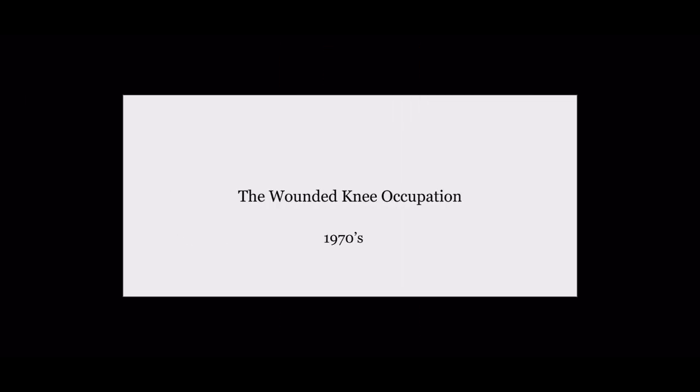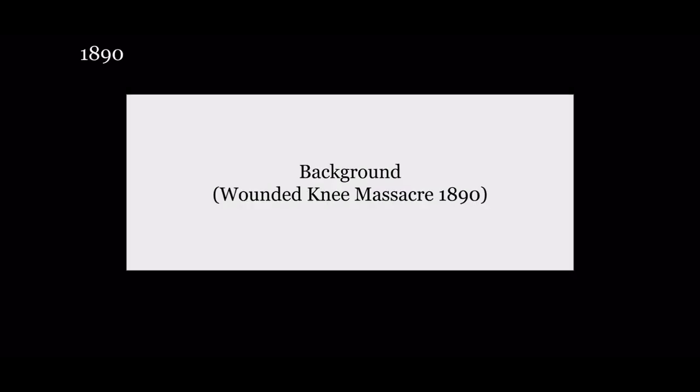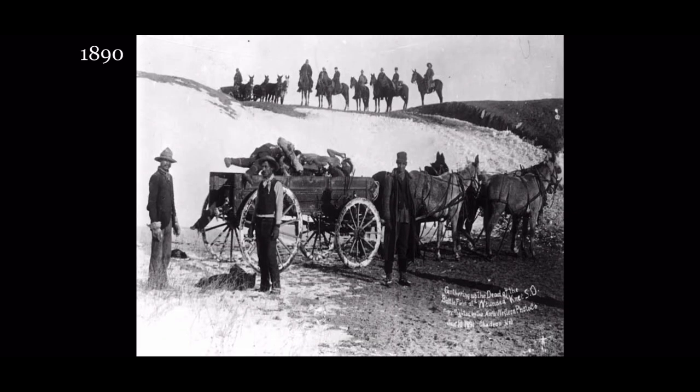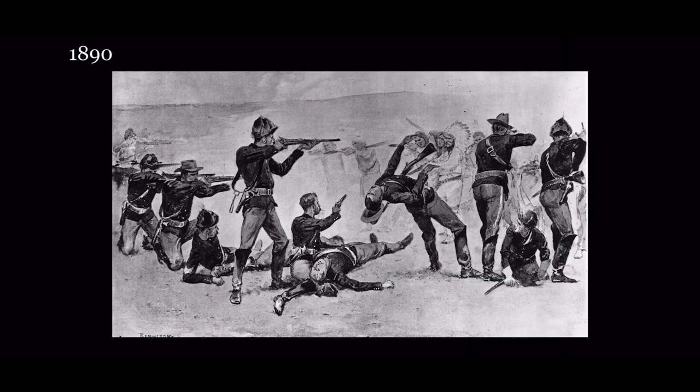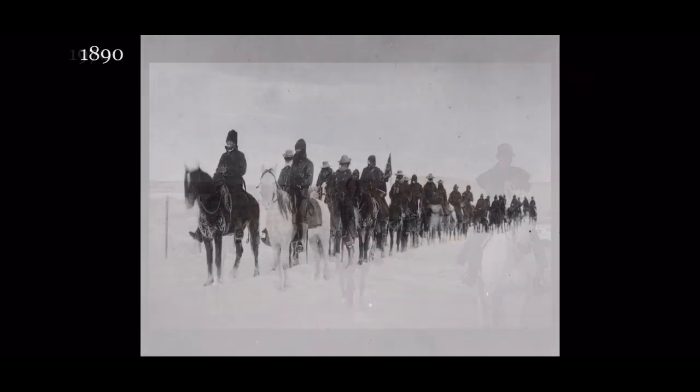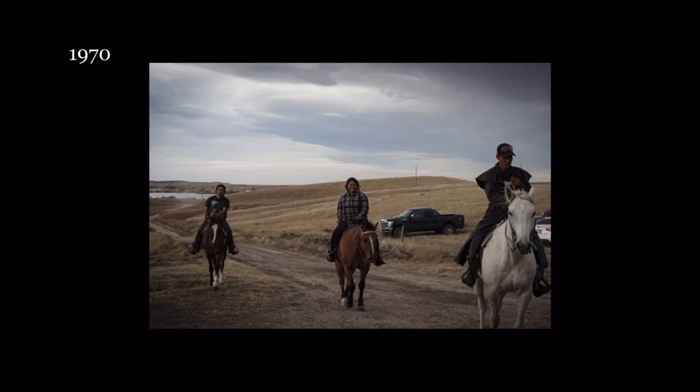The Wounded Knee Occupation, 1970s. On December 29, 1890, the Wounded Knee Massacre occurred in Wounded Knee Creek, Pine Ridge Reservation, South Dakota. Around 350 Lakota Sioux were intercepted by the U.S. 7th Cavalry while attempting to move to safety. The cavalry opened fire and killed 250 to 300 Lakota. In the 1970s, there were tensions on the Pine Ridge Indian Reservation due to allegations of corruption and abuse of power against tribal president Richard Wilson.